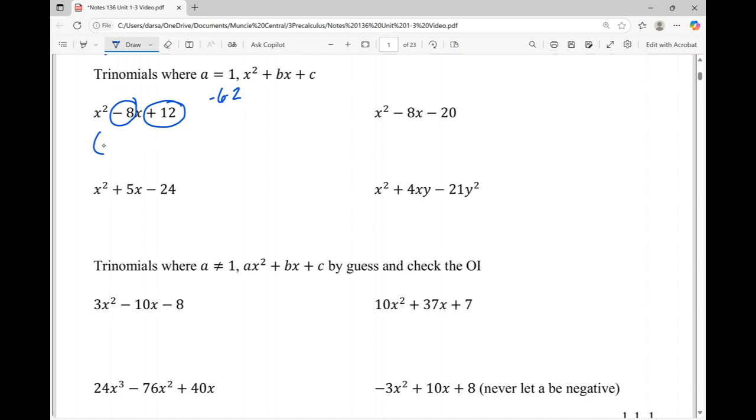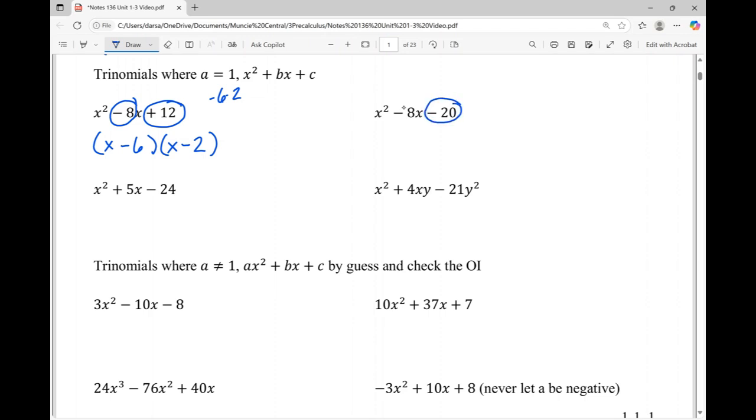And now what we're going to do is just take those two numbers. We're going to put an x in the first part of each one of these sets of parentheses, and we'll put the numbers that we just figured out in the second part. So x squared minus 8x plus 12 will factor to x minus 6, x minus 2. And if you take a minute and multiply or FOIL that back out, you will see that that's the correct answer. Let's try another one.